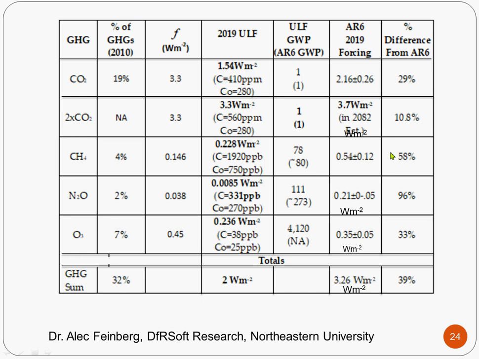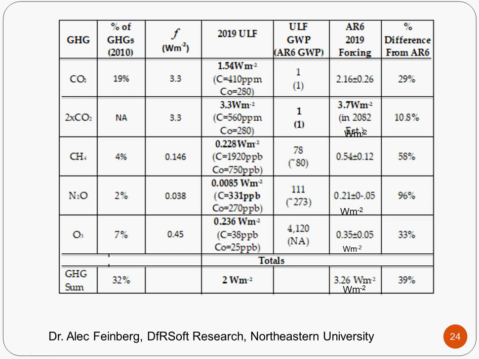We have methane, there's a 58% discrepancy. I got 0.228 forcing and 0.54 for the AR6, and so forth. So the total, if you add just these key greenhouse gases, we would get 2 watts per meter squared, where the AR6 would give you 3.3 watts per meter squared. So this is not the full story.